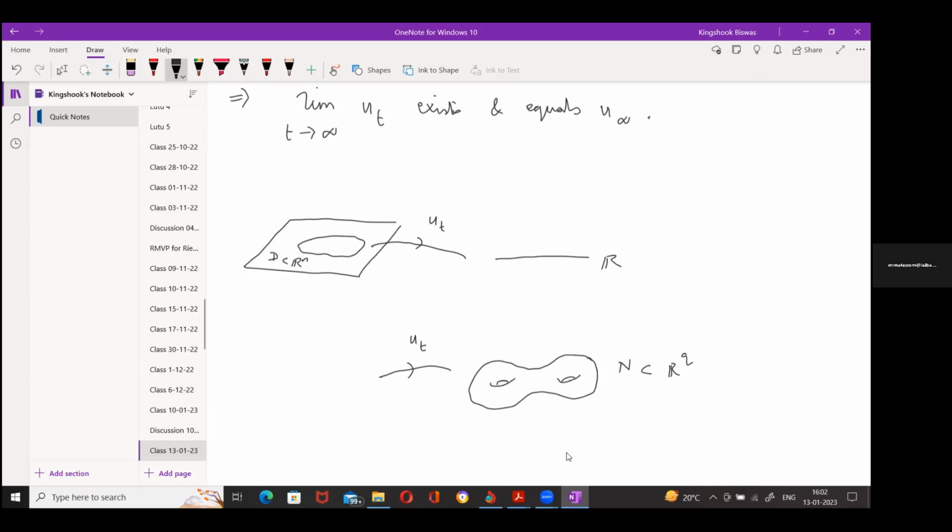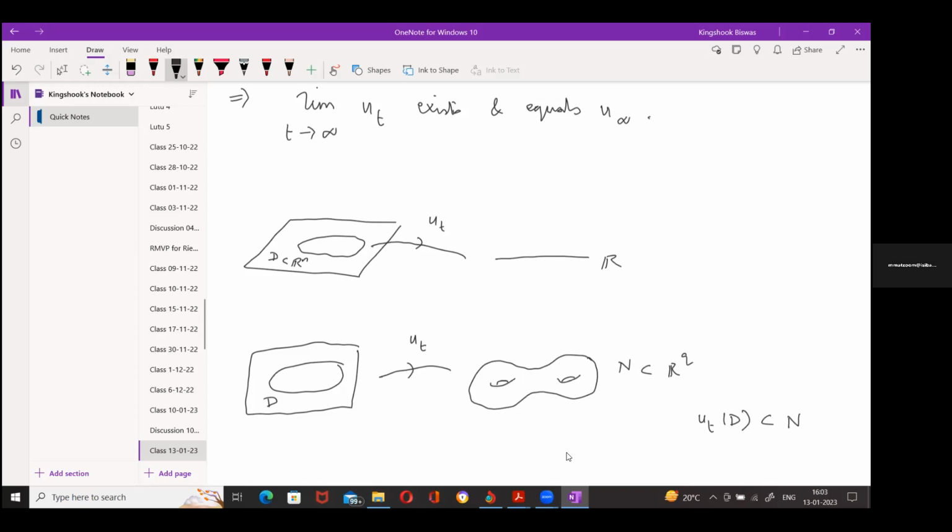Then you could look at maps from a domain in Rn into this manifold, which are constrained to take values in N. So u_t of D is contained in N. We impose a constraint on the values of u_t: they can only take values inside this manifold. So that's one nonlinearity on the range side.